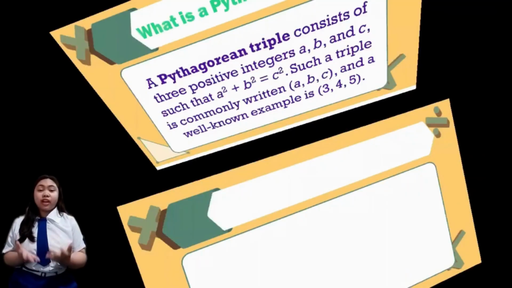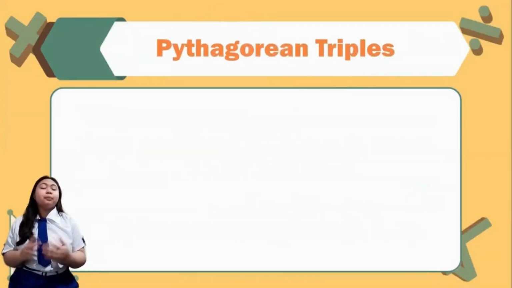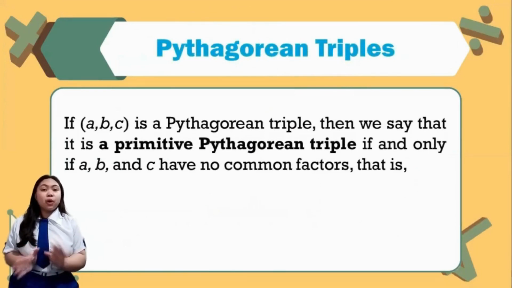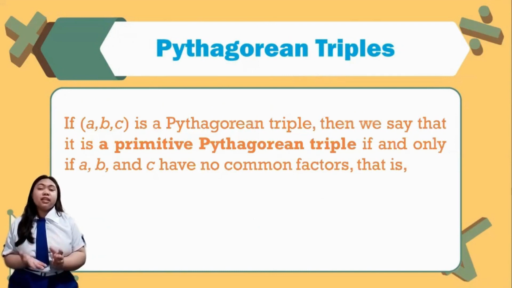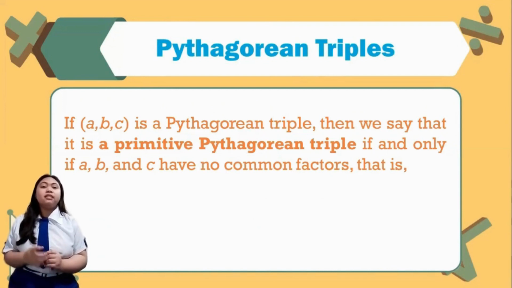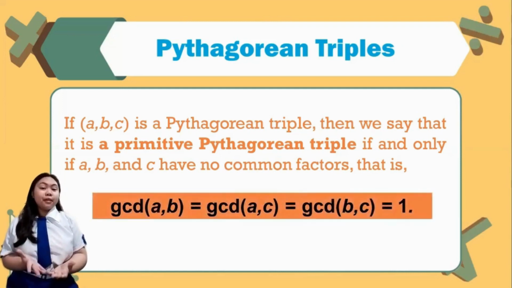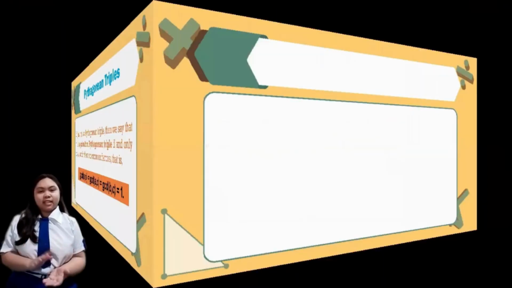Now, if a, b, c is a Pythagorean triple, then we say that it is a primitive Pythagorean triple if and only if a, b, c have no common factors, which is the GCD of a and b equals the GCD of a and c equals the GCD of b and c, which equals 1. A primitive Pythagorean triple, or PPT for short, is a triple of numbers a, b, c that have no common factors other than 1 and satisfy a squared plus b squared equals c squared.